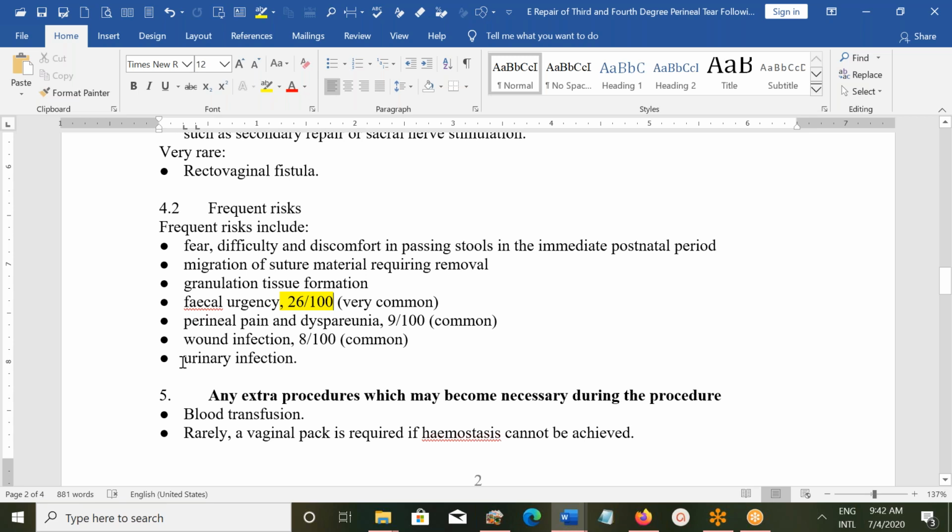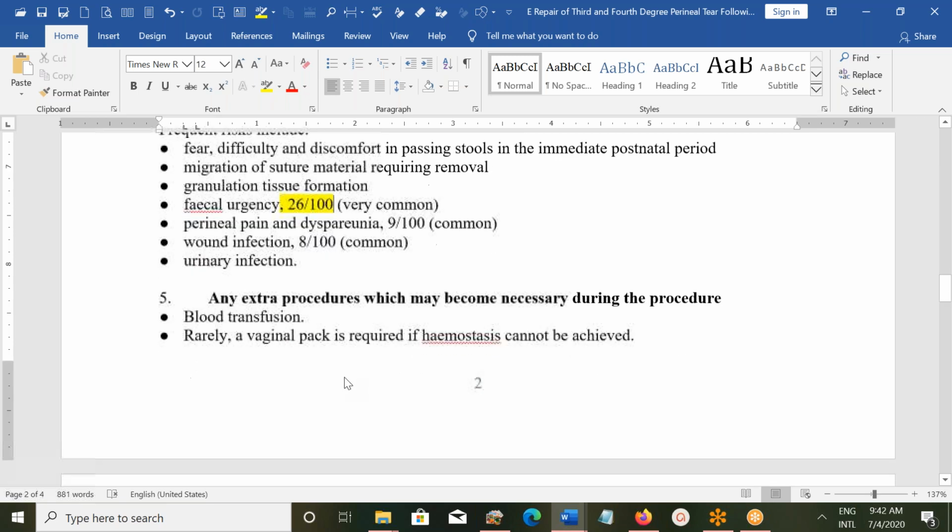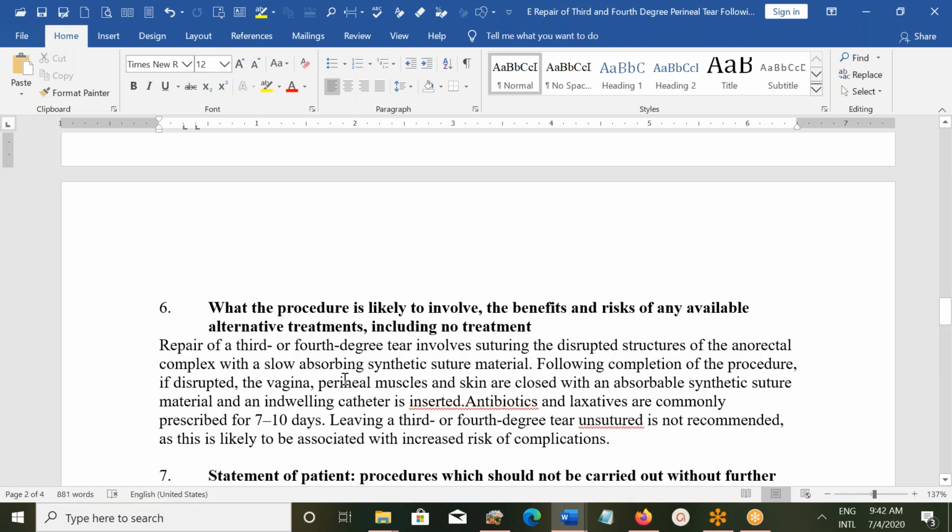When you are taking consent from the patient, when this patient has third or fourth degree perineal tear, you should also ask her about certain things. Like, will she accept blood transfusion if the need arises? If she has any reservations, just record them. Sometimes, if the hemostasis is not achieved, then a vaginal pack is required for compression so that the bleeding will stop.